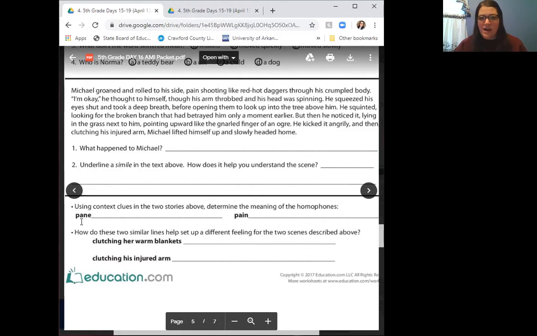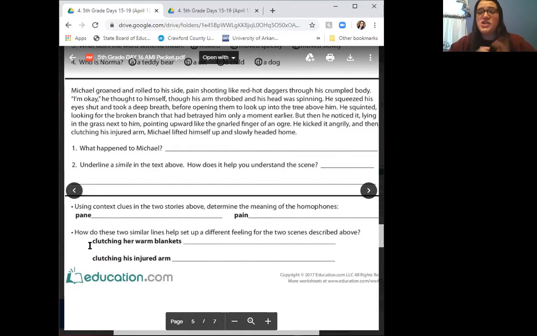And then it says, how do these 2 similar lines help set up a different feeling for the 2 scenes described above? Clutching her warm blankets. If you're imagining her clutching her warm blankets, what do you feel when you read that? Is she trying to stay warm? Is she cozy? What does that line make you feel?